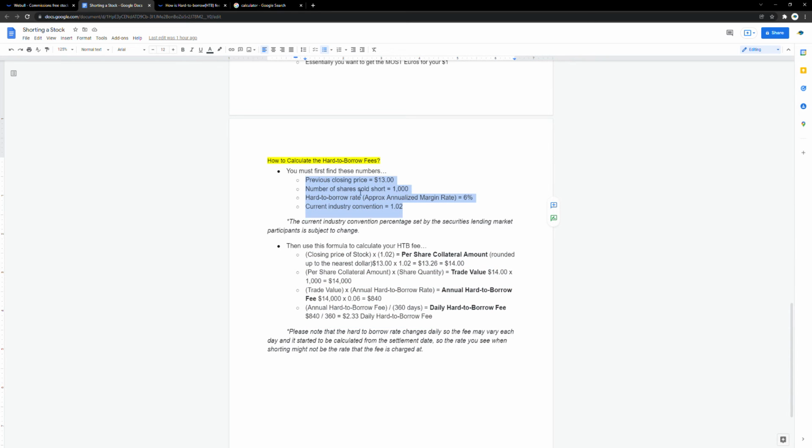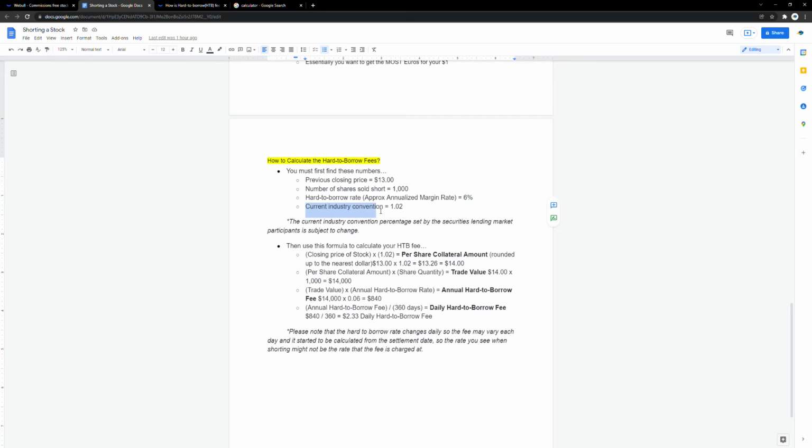First of all, you're going to need to find the previous close price. You are going to need to find the number of shares sold short. So that's pretty much the number of shares that you're planning on selling and then buying back. And then you need to find the hard to borrow rate. So these numbers, 13, 1,000, 6%, are off of the Webull website. They did an example for us, and I'm actually going to use it because they used whole numbers and it's very easy to follow along with.